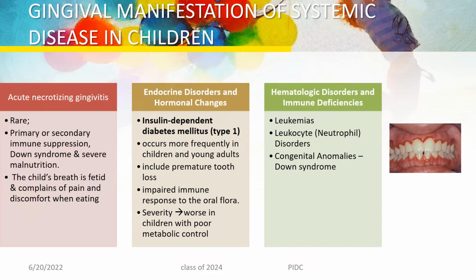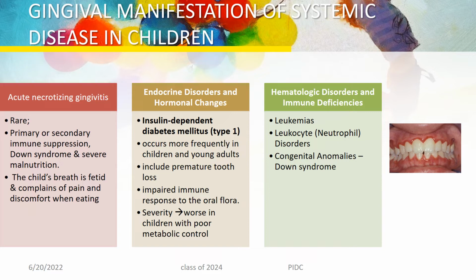Endocrine disorders and hormonal changes. Insulin-dependent diabetes mellitus is one of these conditions. This occurs more frequently in children and young adults. It includes premature tooth loss. This is mainly encountered with impaired immune response to the oral flora. It results in a worse condition in children with poor metabolic control.